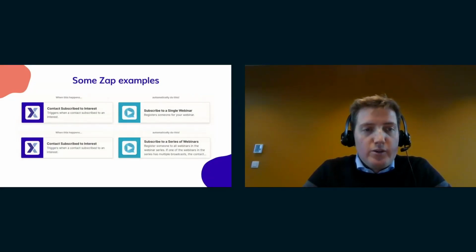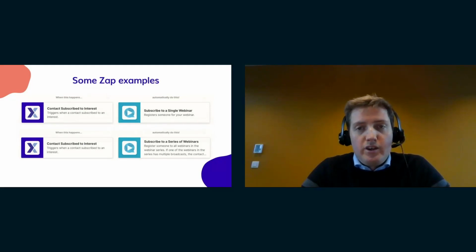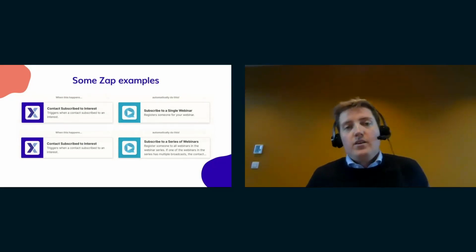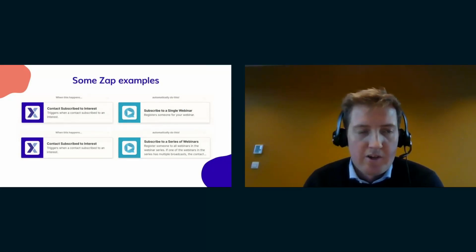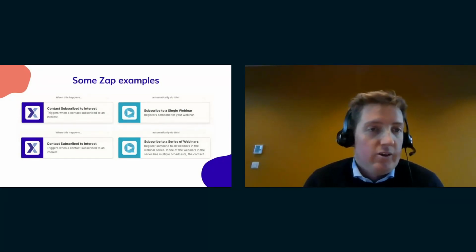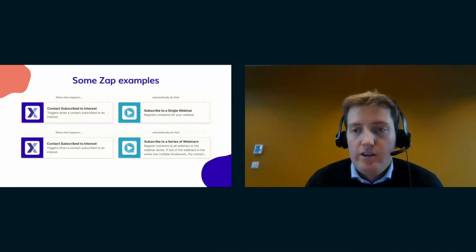The other way around is also possible here. Say you've created interests for contacts who are interested in taking a webinar or even a series of webinars. You give them the interest in Flexmail. Then Zapier sees the contact is subscribed to an interest in Flexmail, and Zapier will ensure that those contacts are automatically registered for a specific webinar or a series of webinars. So you can see the action in Webinar Geek is subscribe to a single webinar or to a series of webinars. This way, the contacts who are interested in webinars don't even have to subscribe themselves anymore, if they wish, of course.